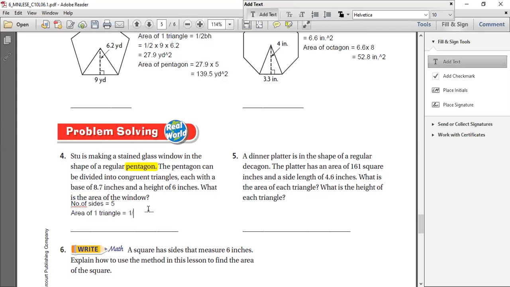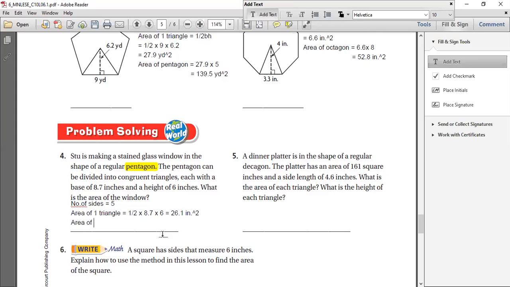So that's going to be half multiplied by base 8.7 multiplied by 6. So half of 6 is 3, and 3 multiplied by 8.7 is going to give you 3 sevens are 21, 21, and then 3 8s are 24, plus 2 will give you 26. So the area of one triangle is going to be 26.1, and the unit is again inches. So that's going to be square inches. So this is the area of one triangle.